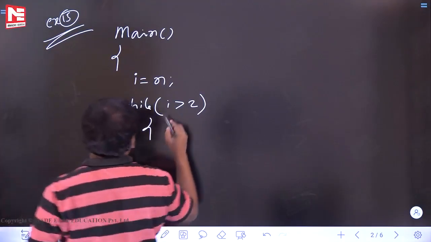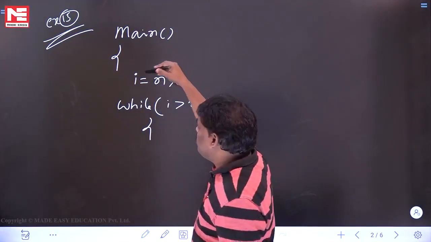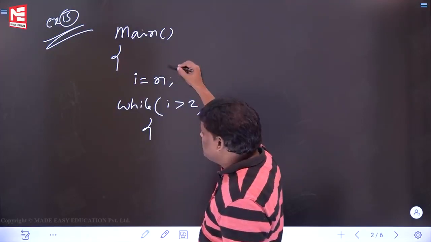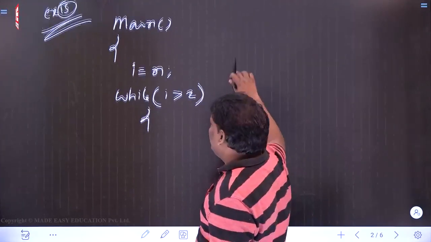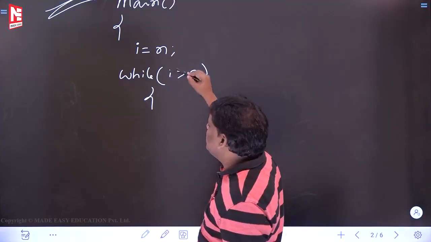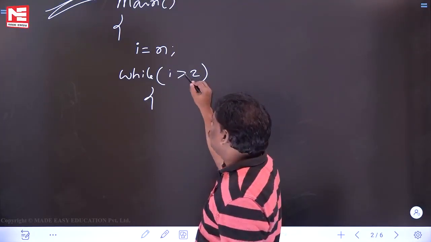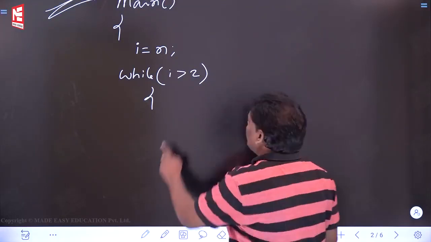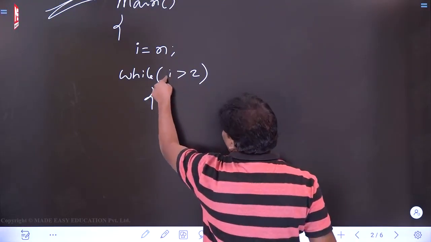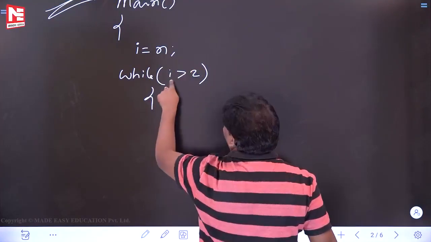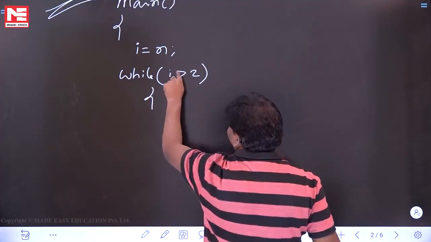So can you help me with one small line? I started from a big number or a small number? Big number. If it is a big number, you have to decrease. Because of decreasing, I value decreases. Lastly I value becomes 2. 2 greater than 2 fails, out of the while loop.